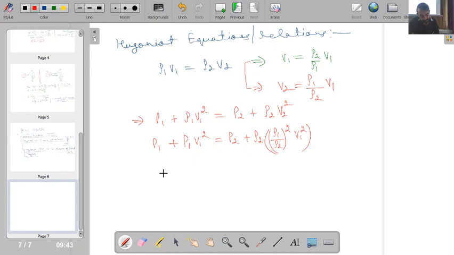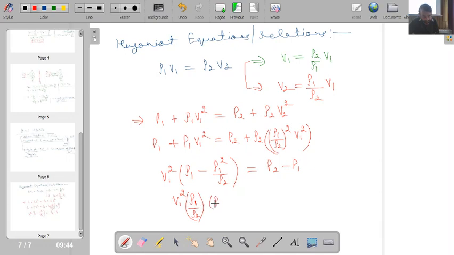Okay. So from this I can write that V1 square times rho 1 minus rho 1 square divided by rho 2 equal to P2 minus P1. Is this one clear? I have just done some algebraic manipulations. Let me take rho 1 by rho 2 as common. Inside I will get rho 2 minus rho 1. This will be equal to P2 minus P1.